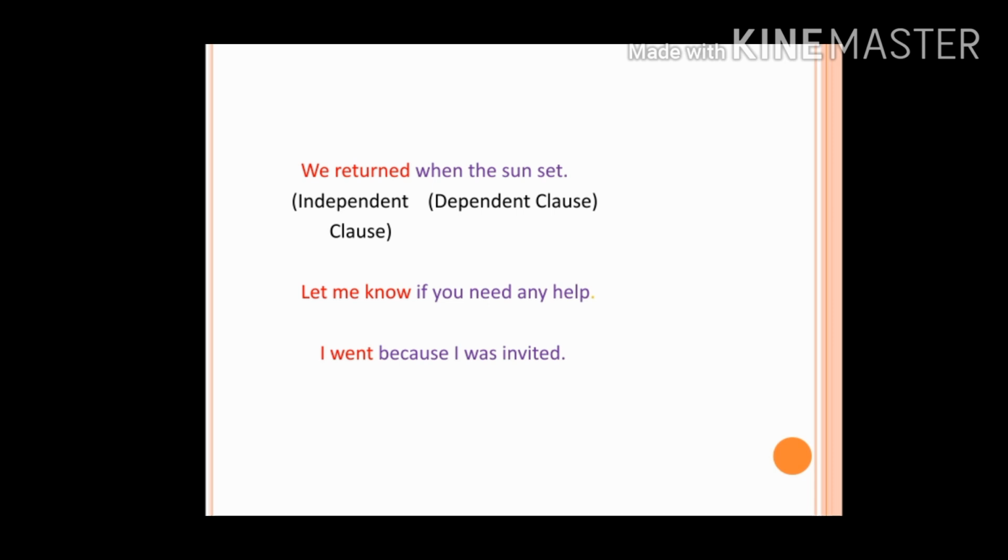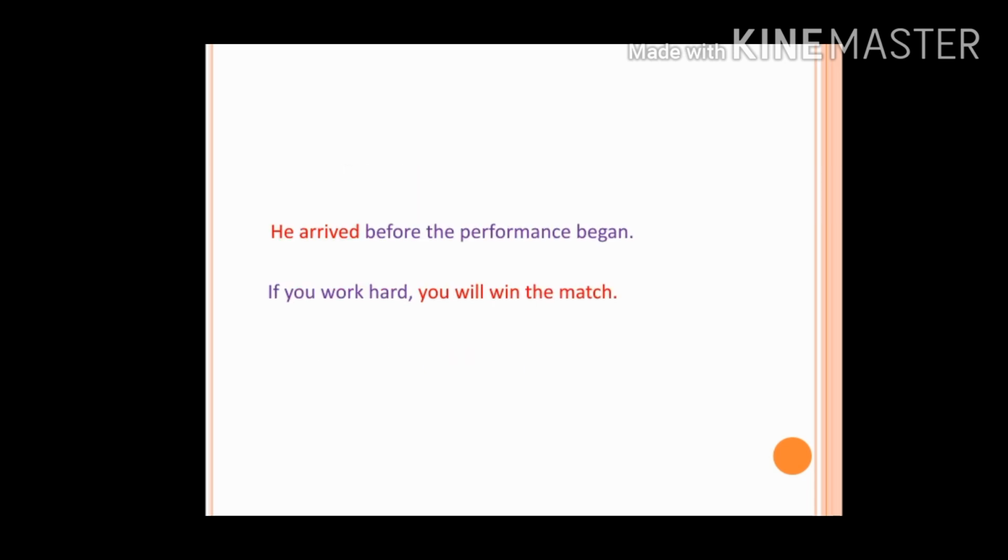Next: Let me know if you need any help. Here, "let me know" is the independent clause and "if you need any help" is the dependent or subordinate clause. Hence, we can call it a complex sentence. I went because I was invited. Here, "I went" is the independent clause and "because I was invited" is the dependent clause. So we can call it a complex sentence.